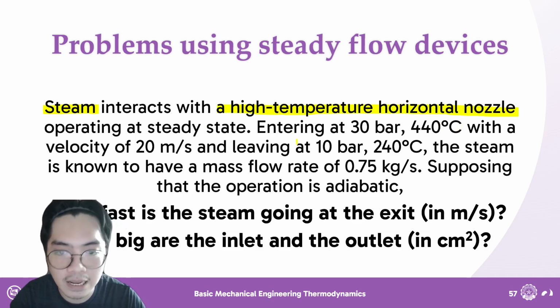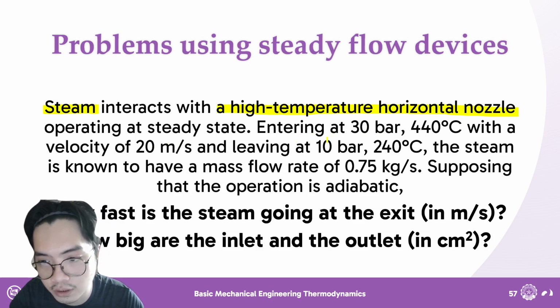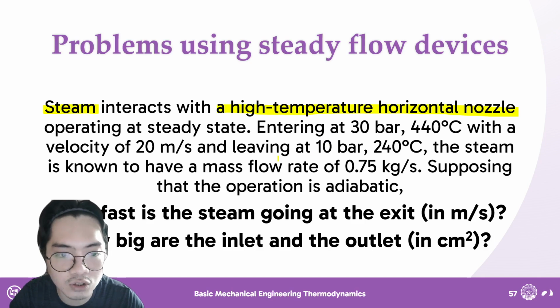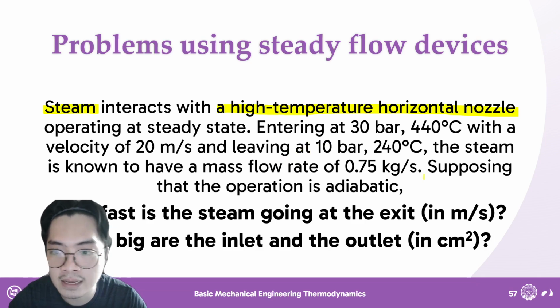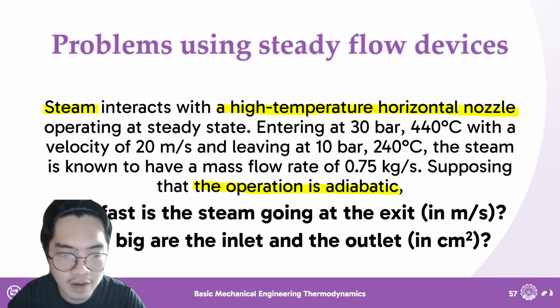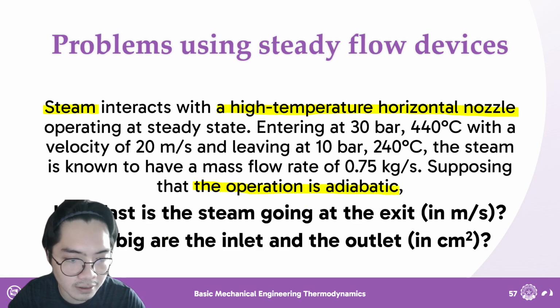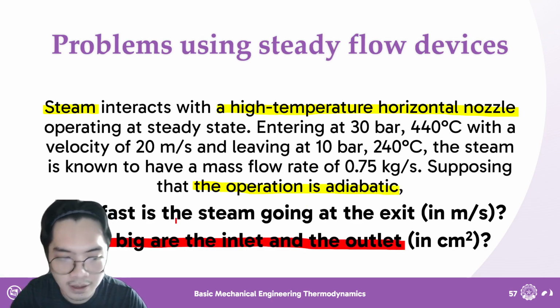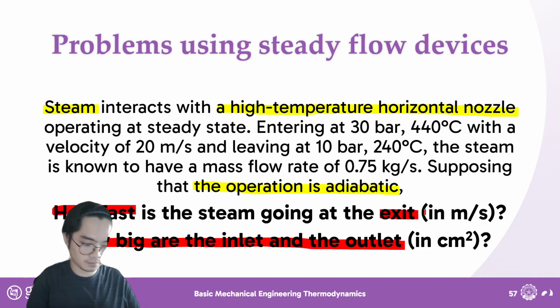Operating at steady state. Entering at 30 bar, 440 degrees Celsius with a velocity of 20 meters per second, and leaving at 10 bar, 240 degrees Celsius, the steam is known to have a mass flow rate of 0.75 kilograms per second. Supposing that the operation is adiabatic, how fast is the steam going at the exit? And how big are the inlet and the outlet?